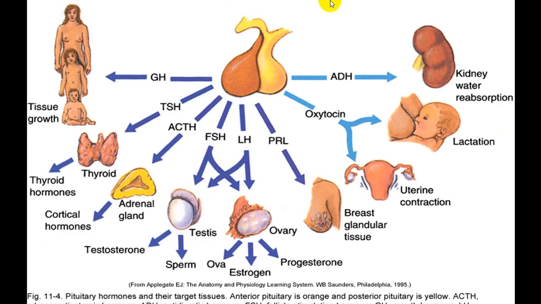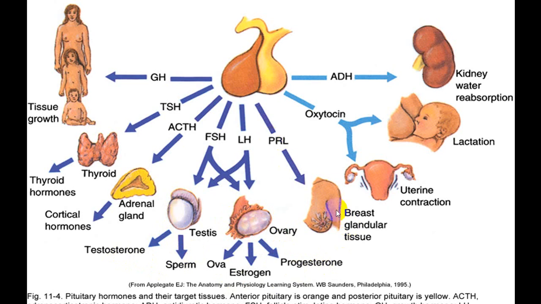And this is the entire picture showing you anterior pituitary secretion, growth hormone, TSH, ACTH, FSH, LH, prolactin, and this is by posterior pituitary. And what is the effect of an anterior pituitary hormone on which organs? This is on growth, this is thyroid gland, adrenal gland. What are the hormones secreted? This is testis, ovary, ovulation, sperm development, testosterone secretion, estrogen, progesterone production, and action on ovary.